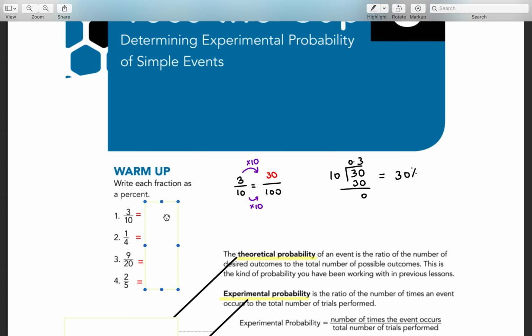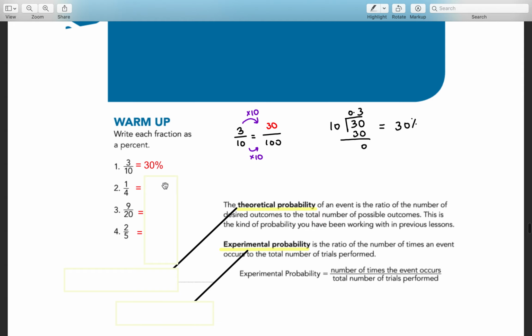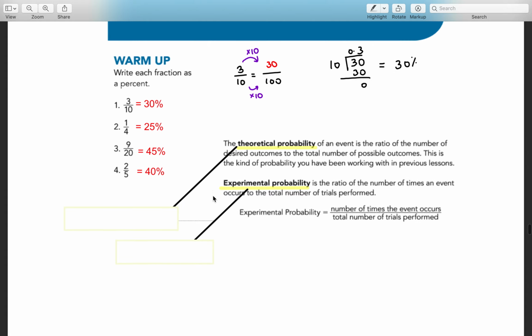Okay. So number 1 is 30%. Number 2, if you just do it the same way, you would get 25%. Number 3 is going to be 45%. Number 4 will be 40%. So I suggest you guys stop the video and try this on your own and see if you get these answers correctly. And let's go over these definitions.